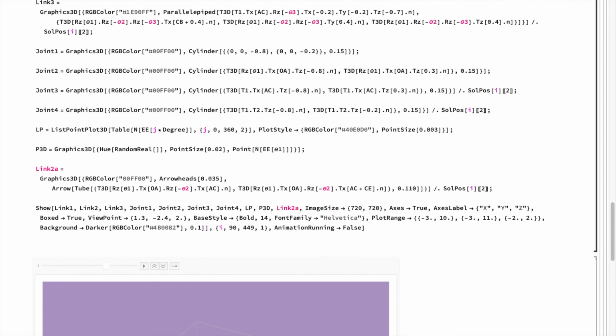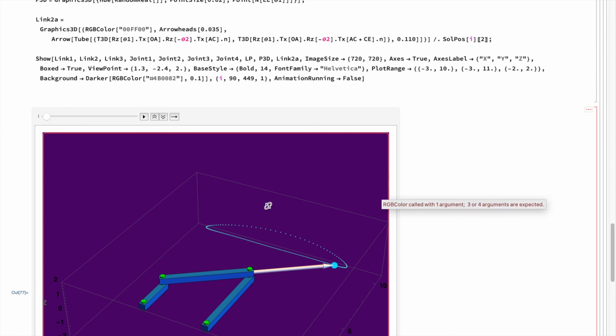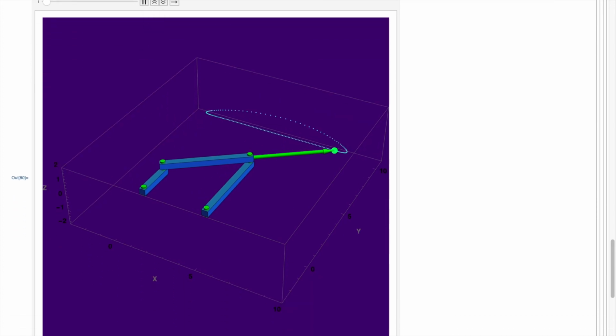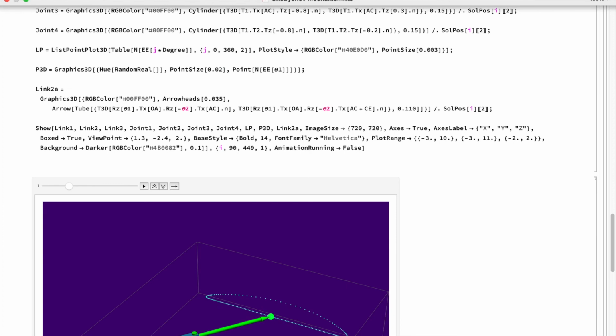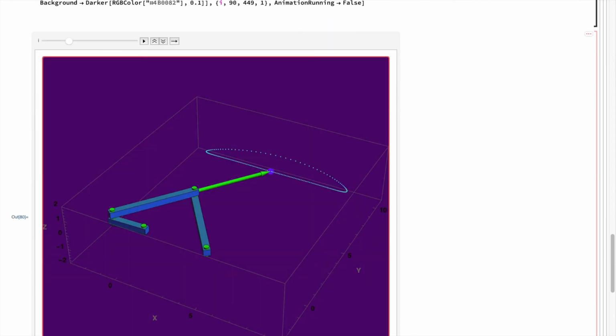Let's review the animation one last time. A numeral symbol was missing. Let's correct and rerun the code. And this is the final result, an animation of a Chebyshev mechanism.